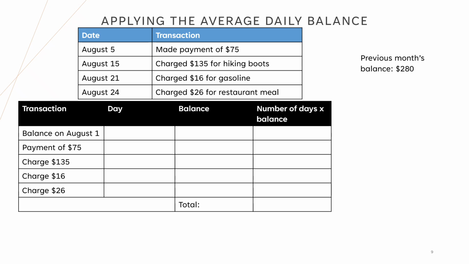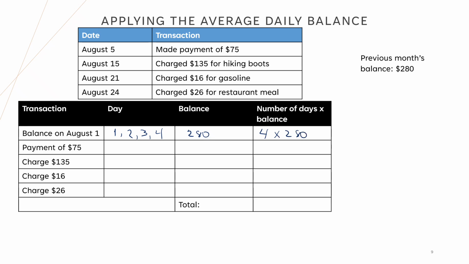Okay, so I promised you an easier way to look at this. So we filled out our calendar, but there is a much easier way of doing this. So the balance on August 1st is true for days 1, 2, 3, and 4, and this balance is $280. So we have the balance for 4 days.